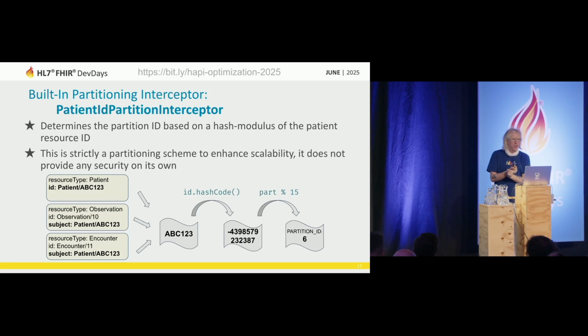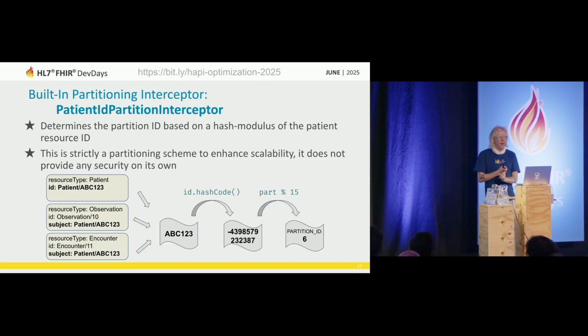This is really useful because it means that anytime I'm doing a patient-specific search, in other words, I'm trying to look for observations for a given patient, I'm trying to look for encounters for a given patient, we can write SQL that means that we'll only ever look in one of our underlying database partitions. That is great for scalability.